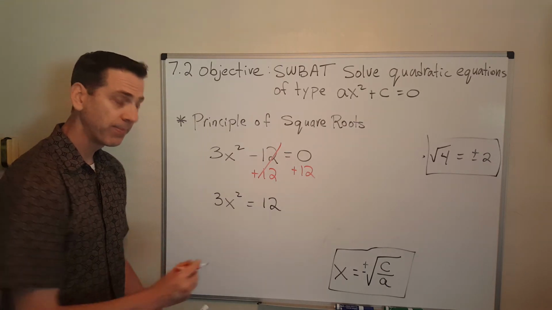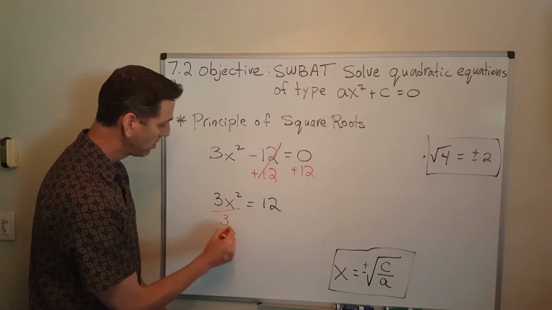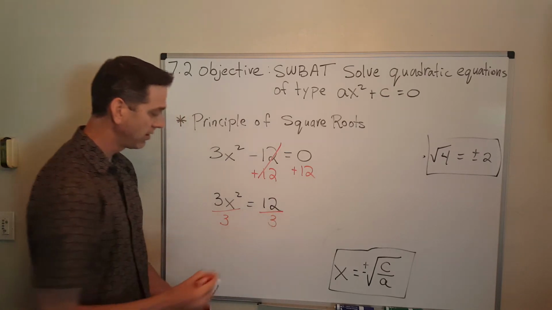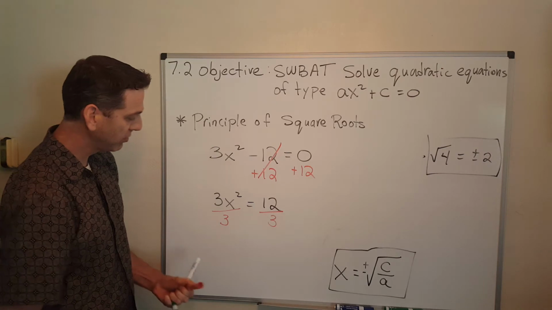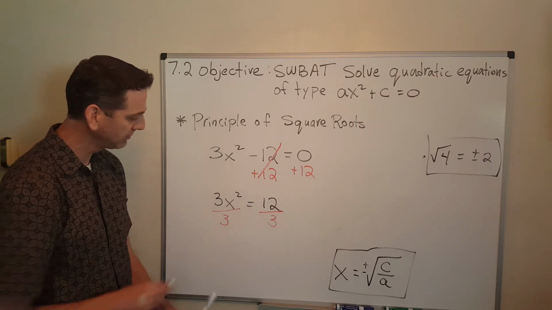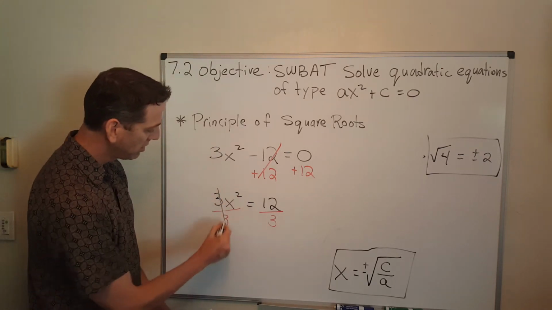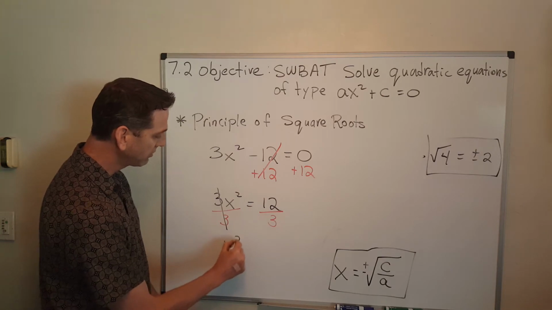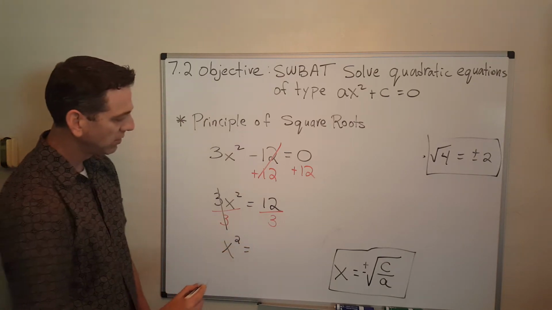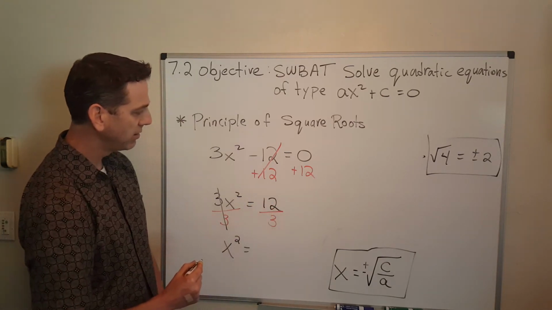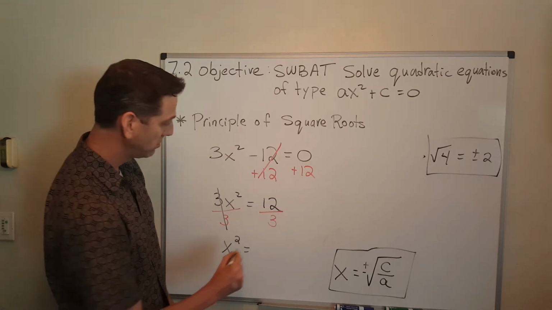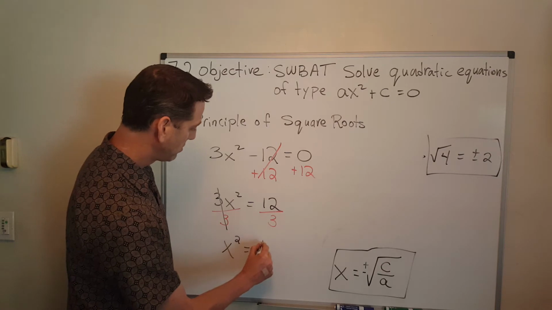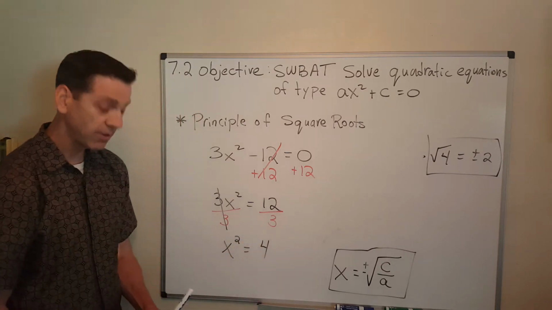All right? So here we go. Divide both sides by 3. And I end up with 3 divided by 3 is 1. So I get 1x squared, or just x squared, equals 12 over 3, which is 4. Remember that?